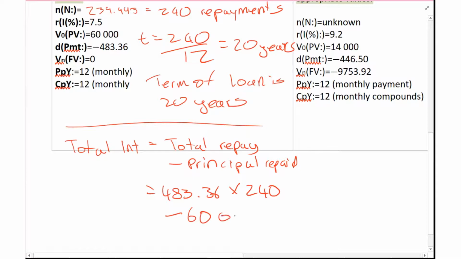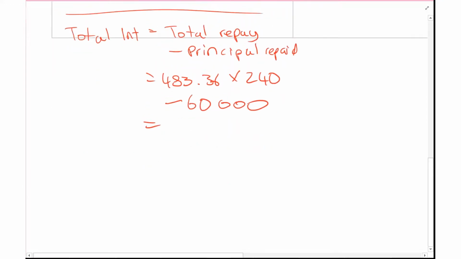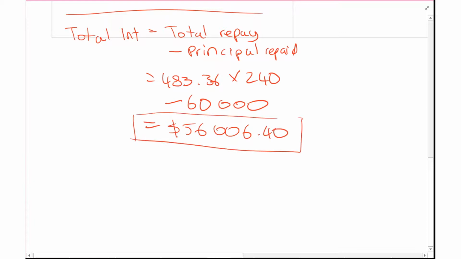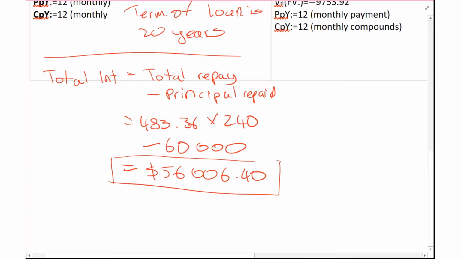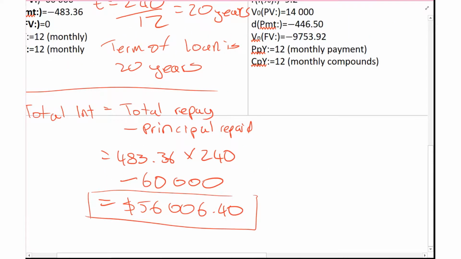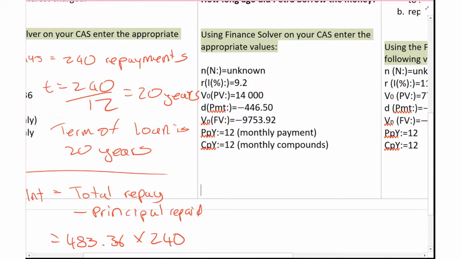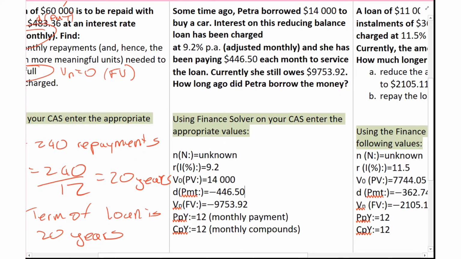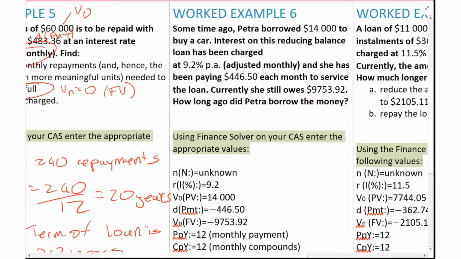Well, paid it off, it was 60,000, and what you get left with is the interest you've paid, which is 56,006.40. So that's your total interest that you've paid on a $60,000 loan under those conditions. You can see that sometimes by the time you pay it off, you've actually paid as much as what you borrowed, basically double what you borrowed.